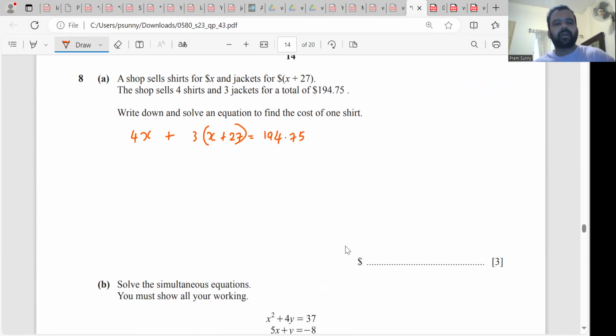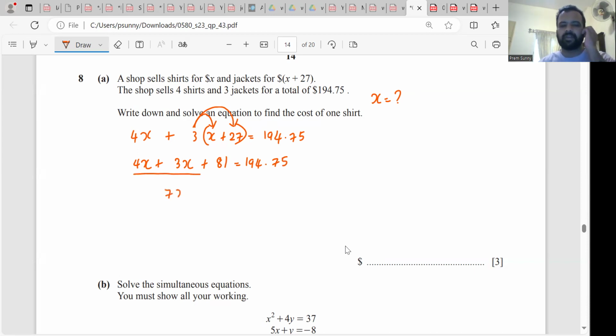194.75. Write down and solve an equation to find the cost of one shirt. That is basically, they're asking us to find out X here. So 4X plus 3 has to be multiplied with X, and 3 has to be multiplied by 27. So 3X, 3 multiplied by X, 3 times 27 is 81, is equal to 194.75. Collecting the like terms, 3X plus 4X is 7X.